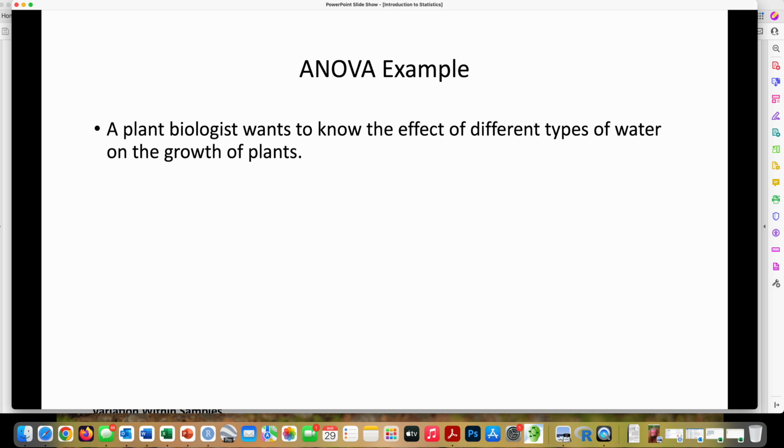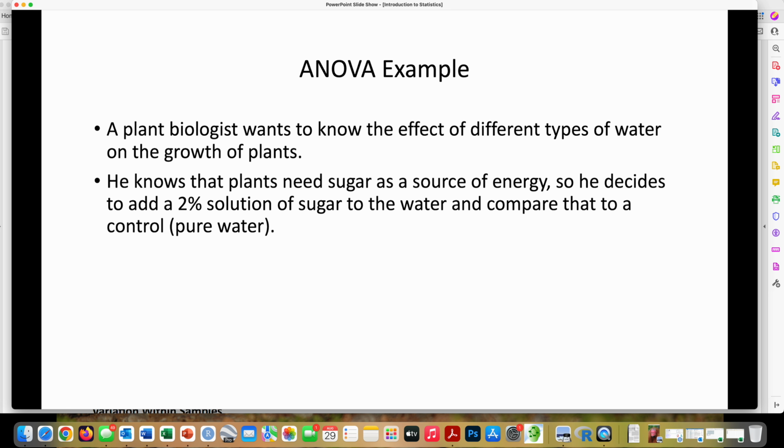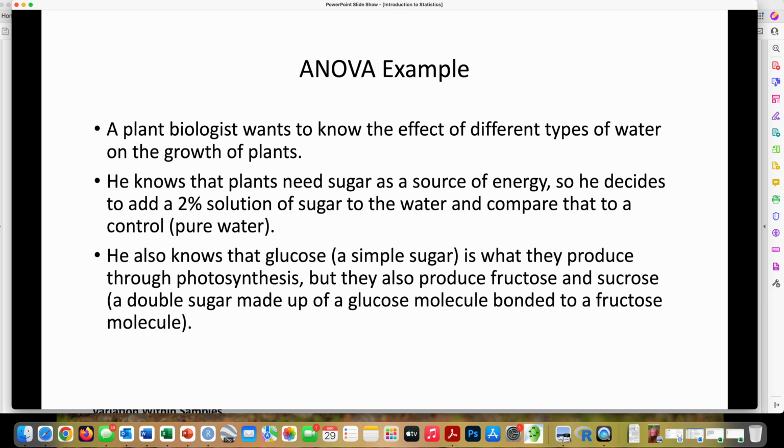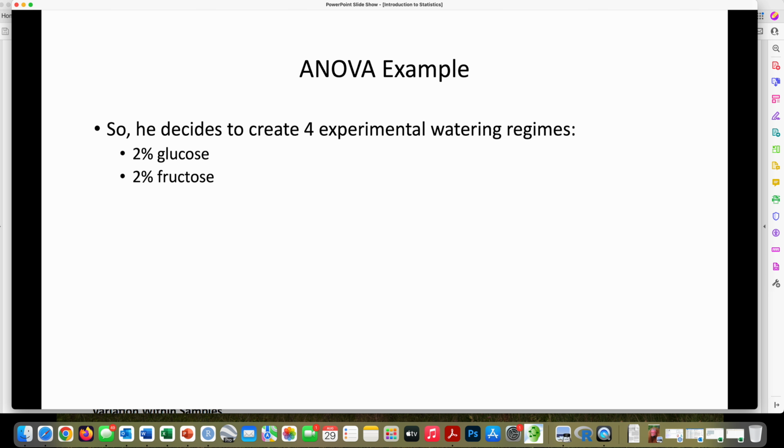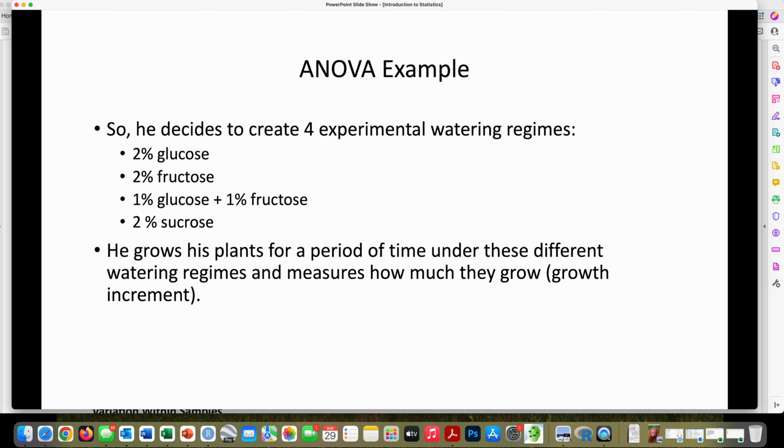So the ANOVA example that we're going to work with is from a textbook. It's a plant biologist who wants to know the effect of different types of water on the growth of plants. Don't ask me why they did this, but basically the researcher gave them different sugar solutions and then looked to see how much they grew. He gave them simple sugars, and then he also gave them a double sugar, and this is what the data look like, or what the experiment looks like.